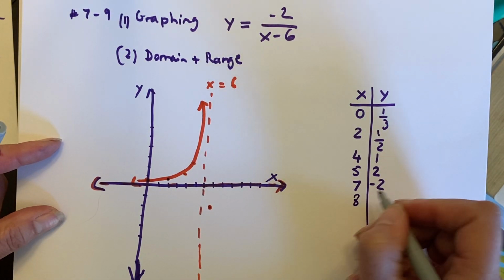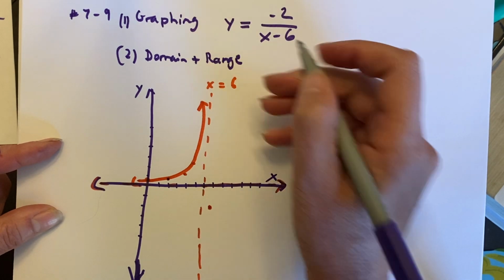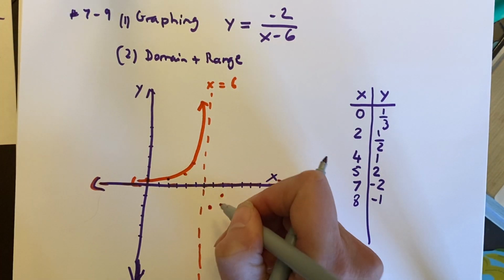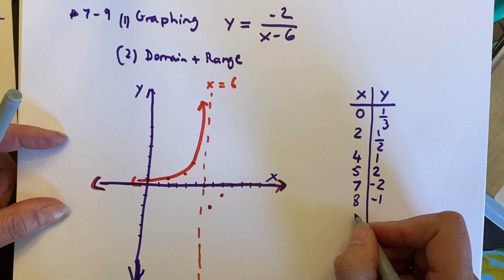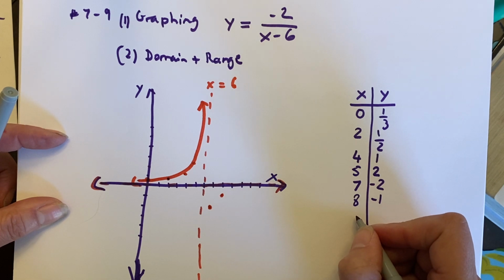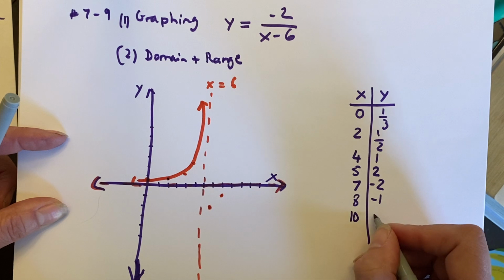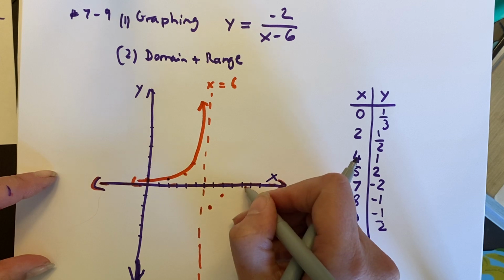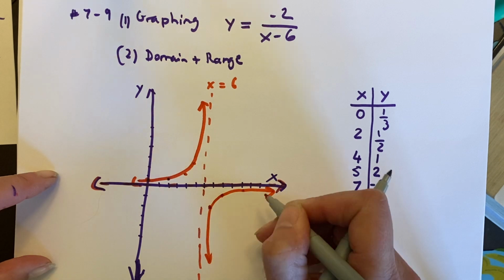Let me try 8. 8 minus 6 is 2 in the denominator. -2 divided by +2 is -1. And let me try 10 and see what happens. 10 minus 6, I get +4. -2 over +4 is -1/2. So 7, 8, 9, 10, -1/2. And here is my second branch.